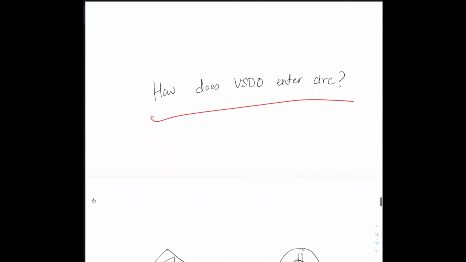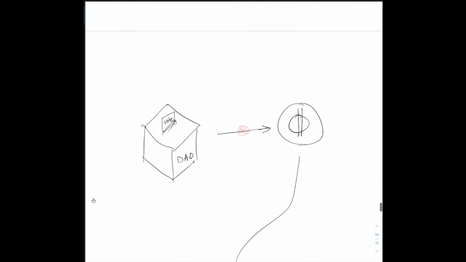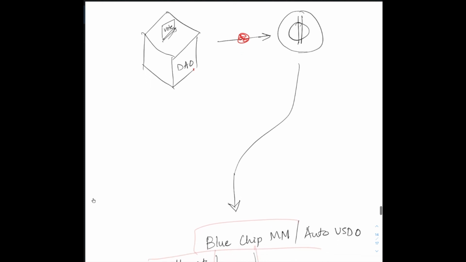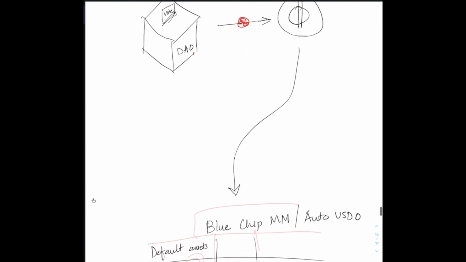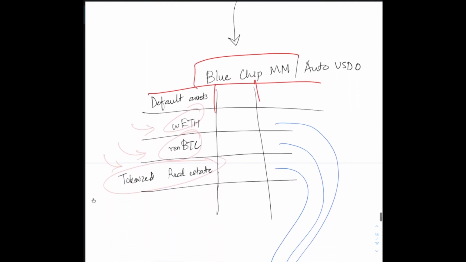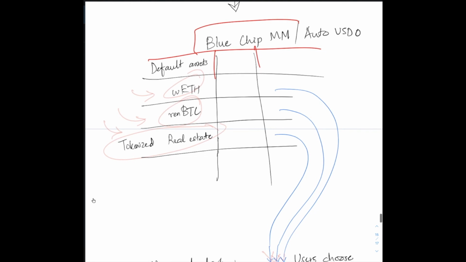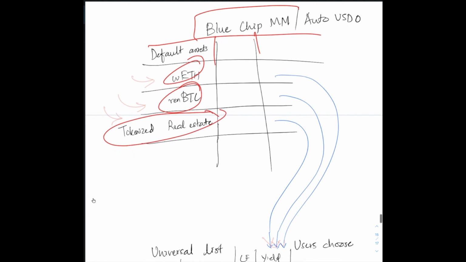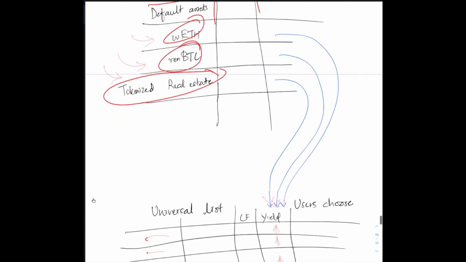And the answer is the DAO will vote and create it out of thin air. USDO is minted, and that USDO gets supplied to a single instance of Compound which comprises only blue chip assets like WETH, Ethereum, BTC, etc. And for example, tokenized real estate, because OpenDAO is all about connecting real world assets to DeFi.